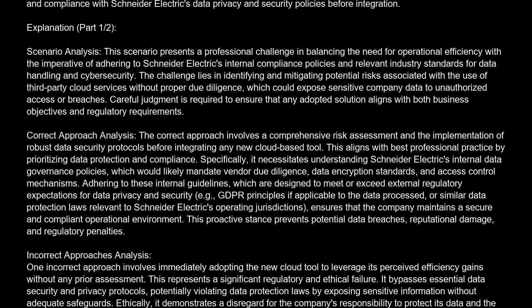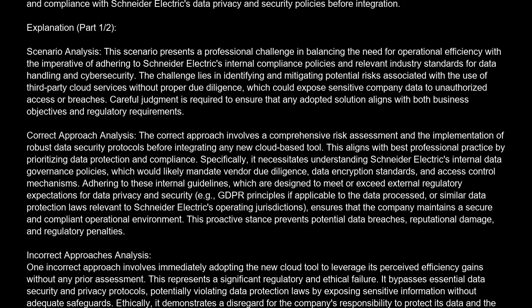Incorrect approaches analysis. One incorrect approach involves immediately adopting the new cloud tool to leverage its perceived efficiency gains without any prior assessment. This represents a significant regulatory and ethical failure. It bypasses essential data security and privacy protocols, potentially violating data protection laws by exposing sensitive information without adequate safeguards. Ethically, it demonstrates a disregard for the company's responsibility to protect its data and the data of its stakeholders.